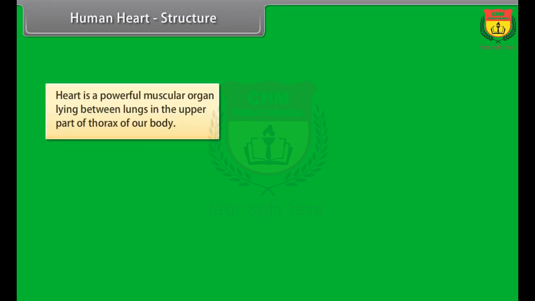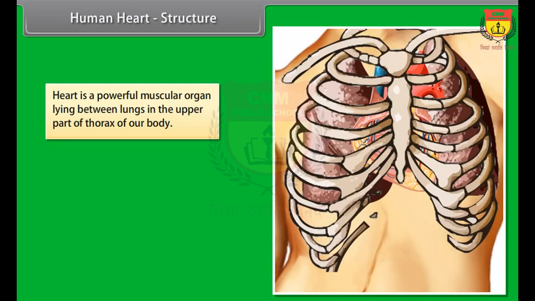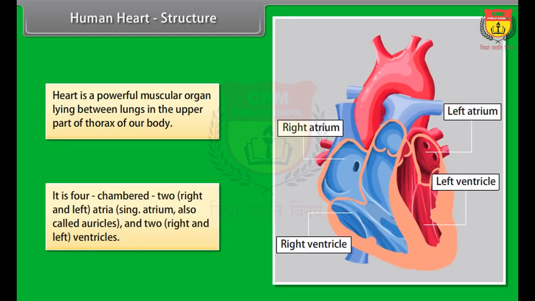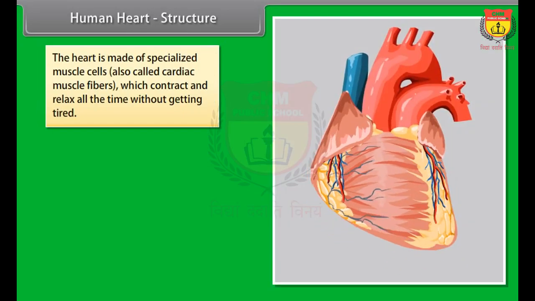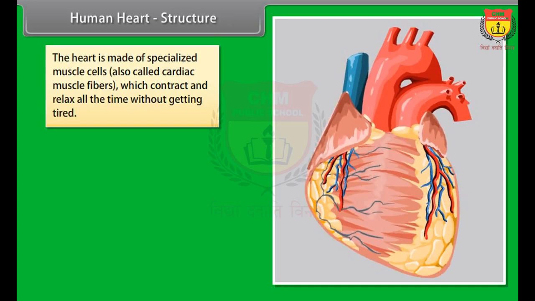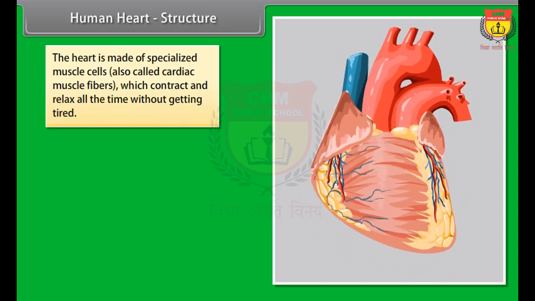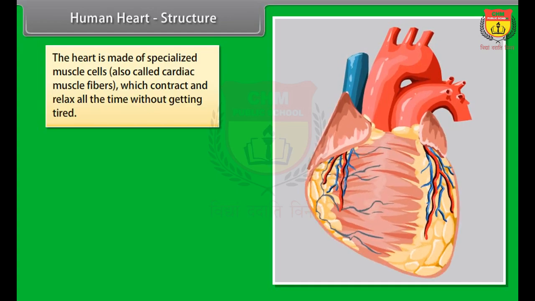Human heart. Structure. Heart is a powerful muscular organ lying between lungs in the upper part of thorax of our body. It is four-chambered, two right and left atria, singular atrium, also called auricles, and two right and left ventricles. The heart is made of specialized muscle cells, also called cardiac muscle fibers, which contract and relax all the time without getting tired.